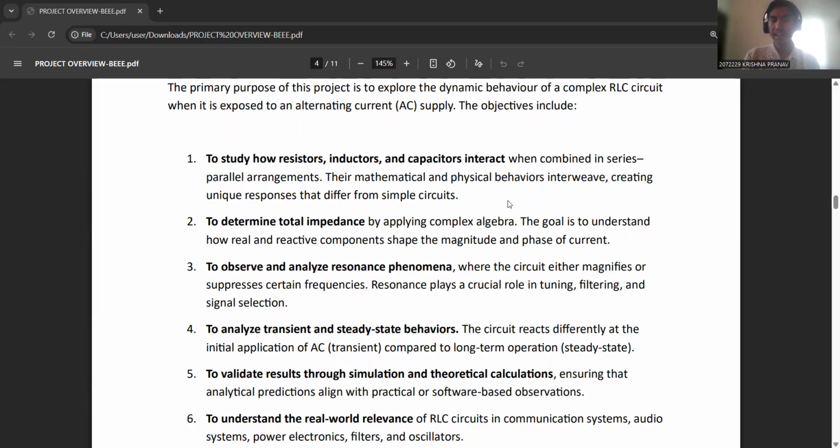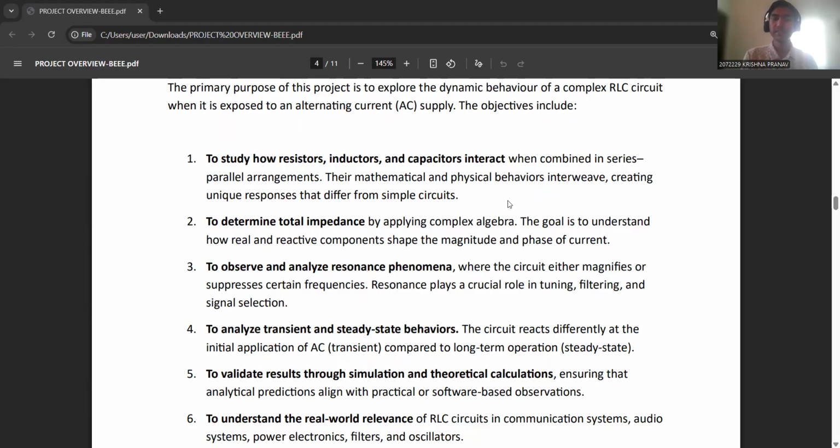To analyze transient and steady state behaviors, the circuit reacts differently at the initial application of AC, transient, compared to long term operation, steady state. To validate results through simulation and theoretical calculations, ensuring that analytical predictions align with practical or software based observations.